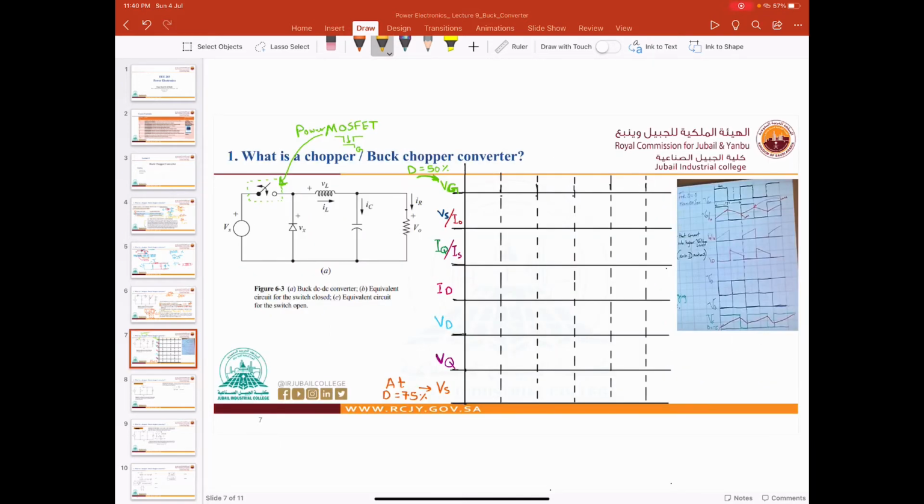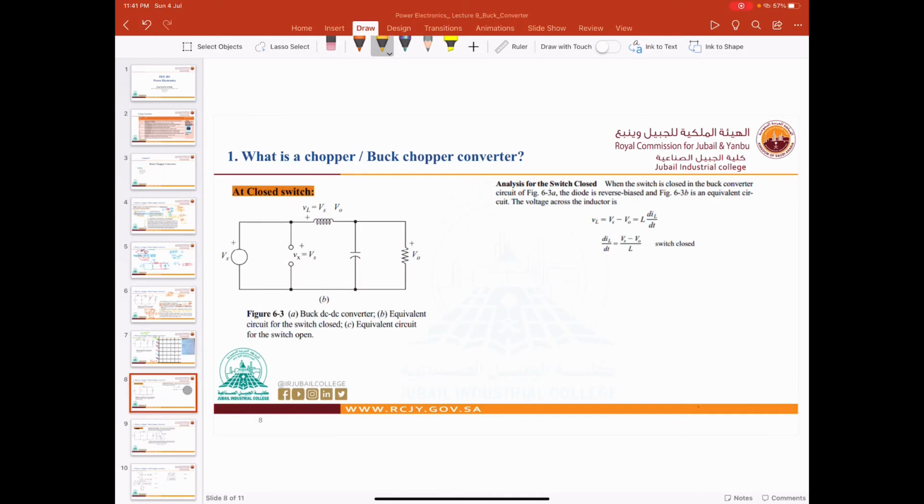Now this is again our circuit. This is our power MOSFET, as we said. This is the symbol for the power MOSFET. Now we can draw the waveform, the output voltage and so on. Everything we can draw here, but we will do it later. Now we have already done the assumptions, so we will analyze the circuit.